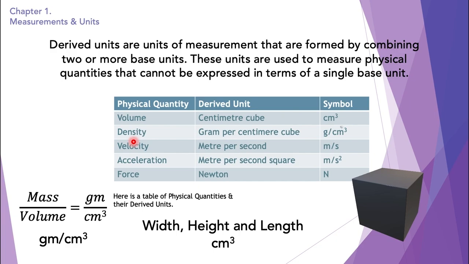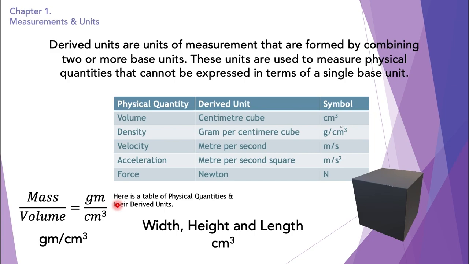Then we have density, which has a derived unit gram per centimeter cube, symbol g/cm³. Now this derived unit is made up of one derived unit and a base unit. Grams is a base unit of mass, but centimeter cube is a derived unit of volume. So for example, if I want to find the density of this cube over here, I would divide the mass of this cube with the volume of this cube to find the density.